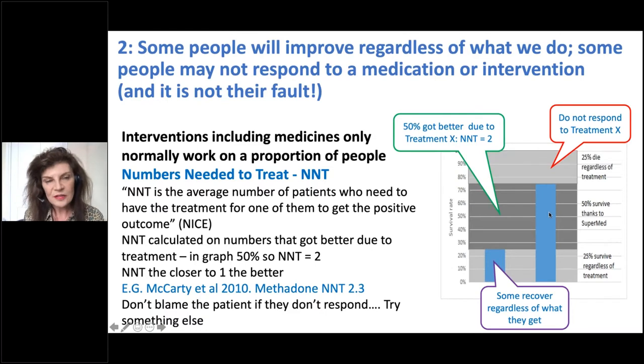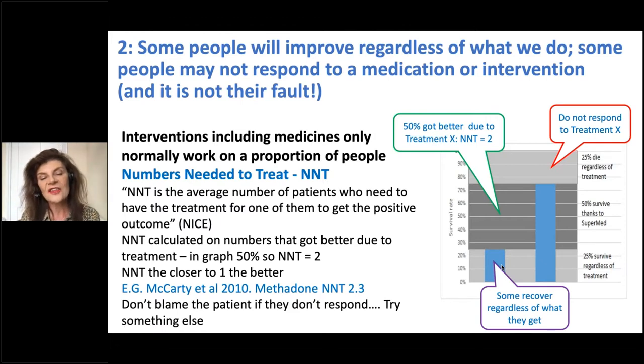In terms of the people in the middle, this is what we look at in terms of the numbers needed to treat. Now, a definition of numbers needed to treat is the average number of patients who need to have the treatment for one of them to get a positive outcome. And that's a definition by an organisation in the UK called NICE. Now, in terms of the graph on the right, what this shows was that the 50% improved due to this medication, 25% didn't have any impact, and 25% got better no matter what.